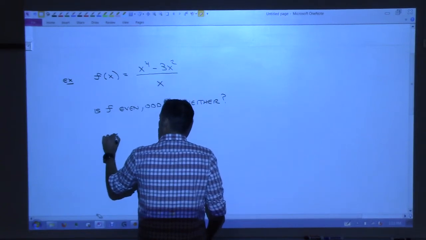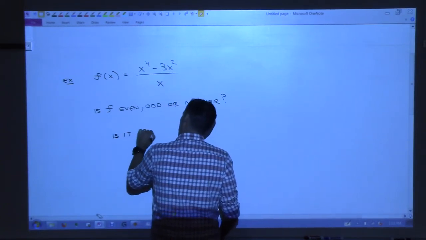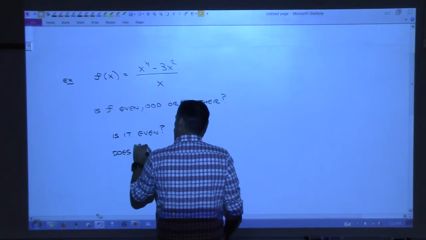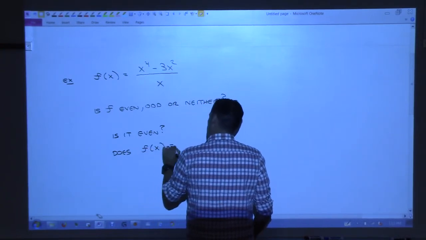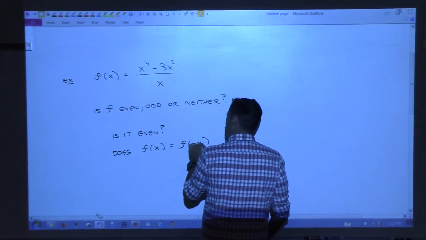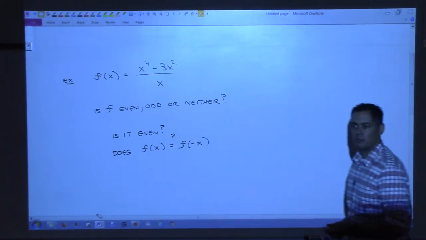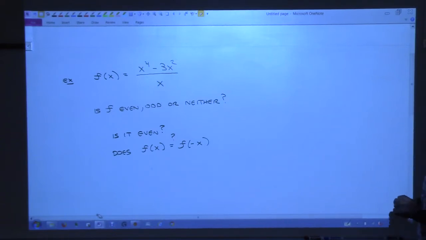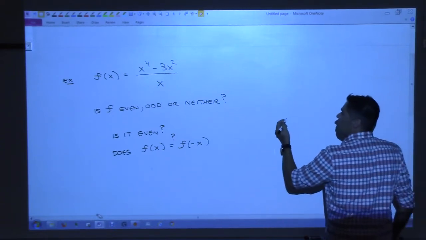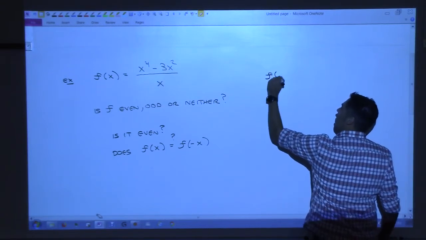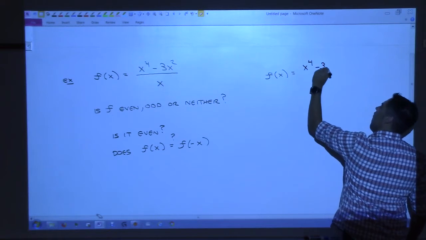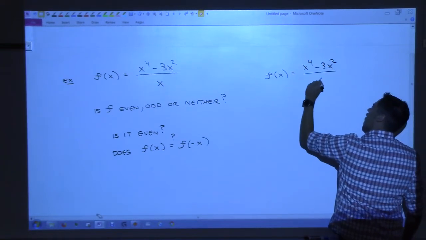First we check, is it even? Right? Is it even? So does f of x equal f of negative x? Right? That's the question we're asking. All right? So let's see if that's true or not. First of all, what is f of x? Well, we know that, right? f of x is given to us. Okay, that's f of x.